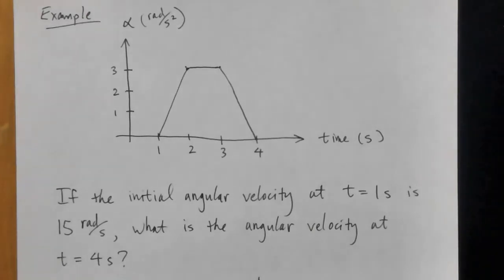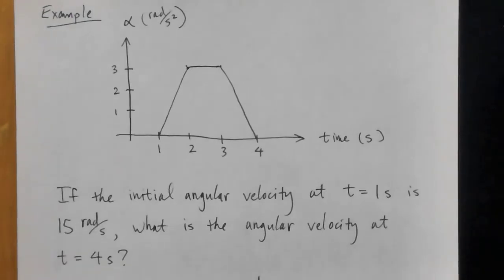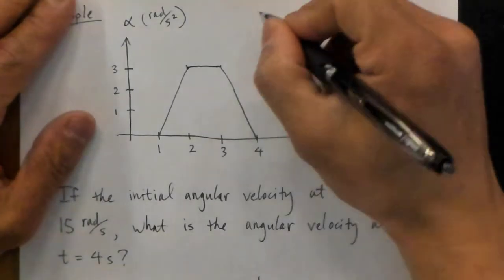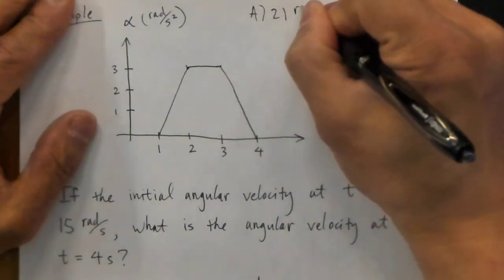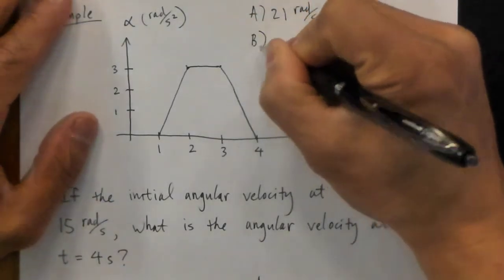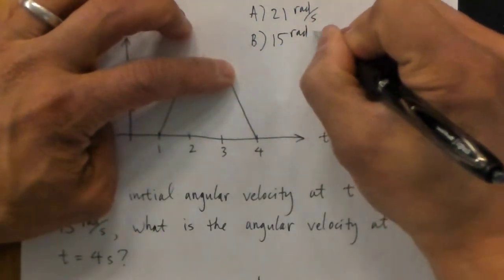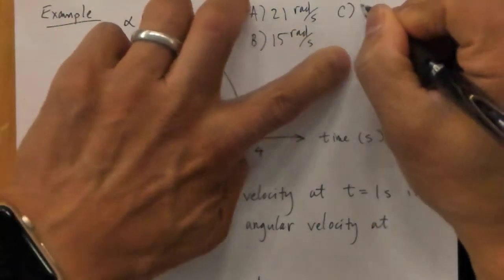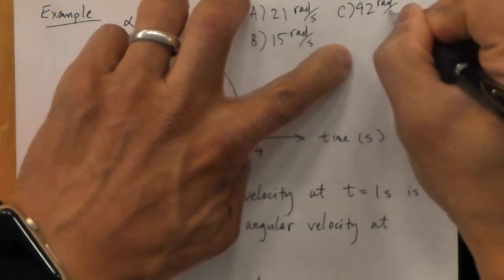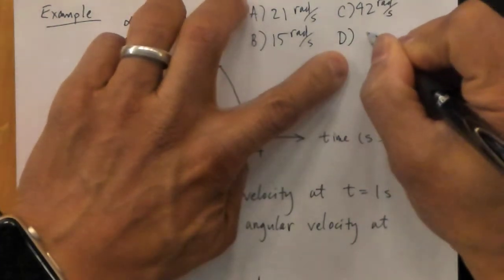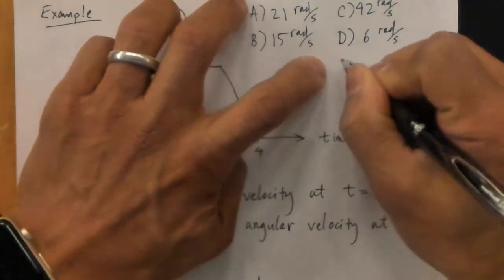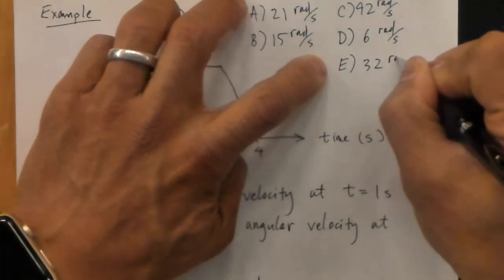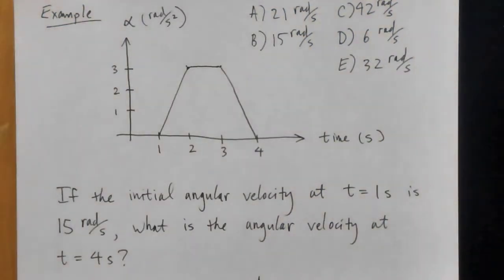Okay. So let me open up the poll. Oh, no, you need the choices, I guess. The problem is if you can see the problem, you can't see the choices. So let me write it up here. A is 21 radians per second. B is 15 radians per second. C is 42 radians per second. D is 6 radians per second, and E is 32 radians per second. Okay. I will open up the polling now.